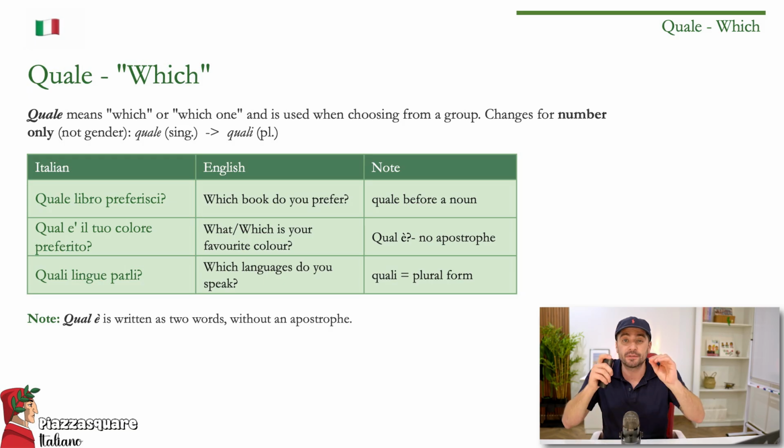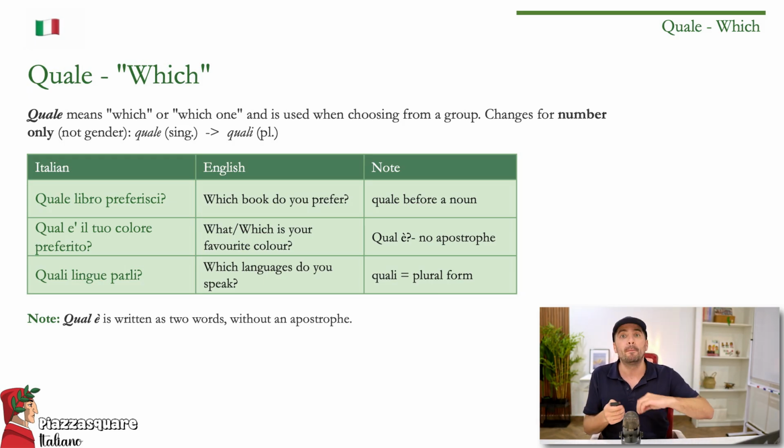Quale changes form for plural. Its plural form is quali. Quali means which ones. However, it does not change for gender. Quale is used for both masculine and feminine, singular, and quali for both masculine and feminine, plural. So you only need to think about singular versus plural when you use quale or quali.